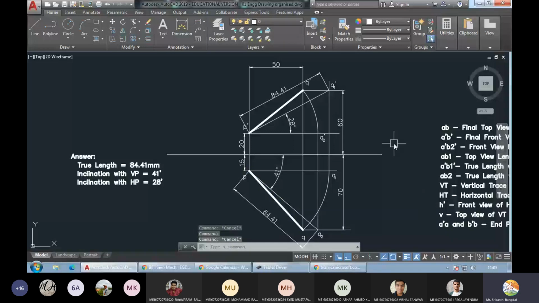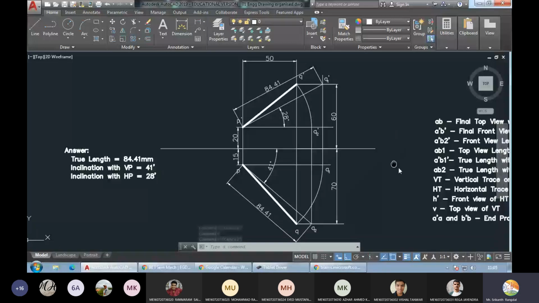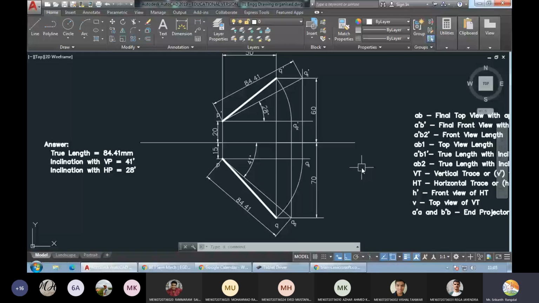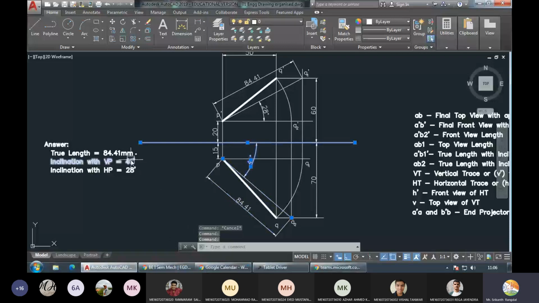Next, he had asked us to find the true length. So to find the true length, we have drawn this arc from Q dash till the horizontal line. The intersection point was named as Q2 dash. From Q2 dash, we have drawn this line, and from Q, we have drawn this line. Their intersection point gave us the top view of Q2 dash. And then we took this length as the true length, noted down here, and the angle of that with the XY line, we noted as the inclination with VP.